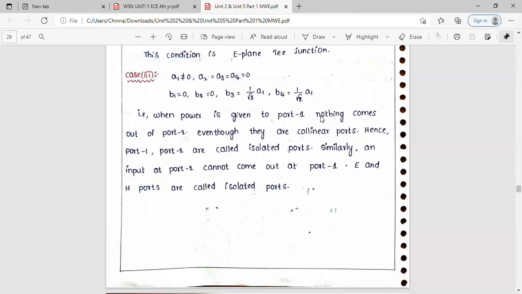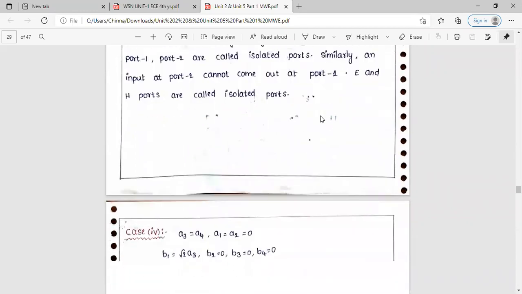Okay, similarly, when power is given to port 2, it cannot come out of port 1. So E and H are the isolated ports. Here, when we represent A1 not equal to 0, that is, when we give power at port 1, we get output power at port 2. Whenever you give port 2 as input, you do not obtain output at port 1. So the output becomes 0, because E and H are the isolated ports.